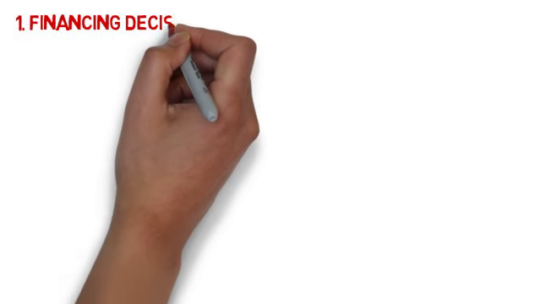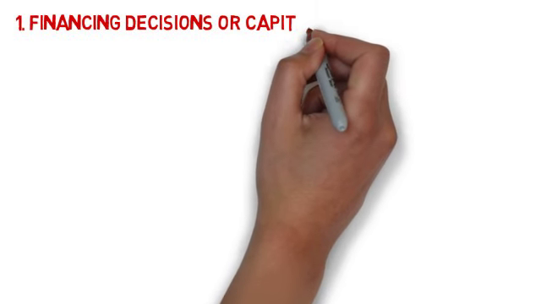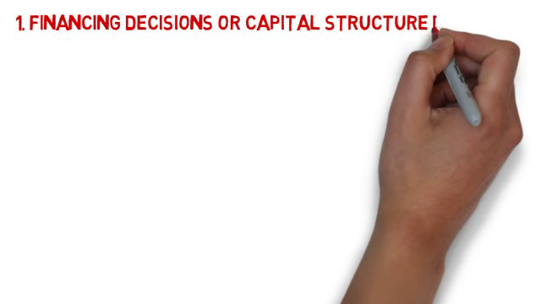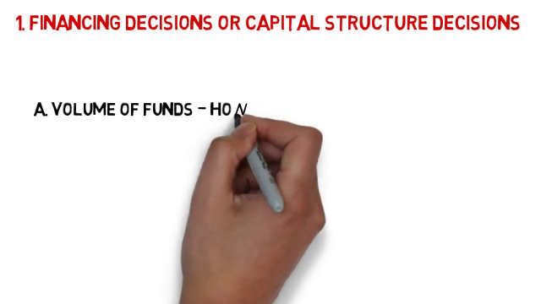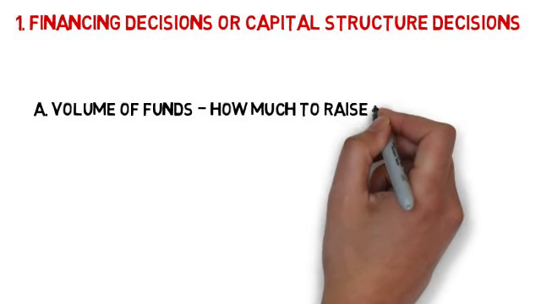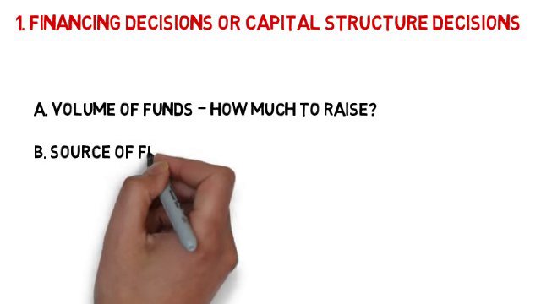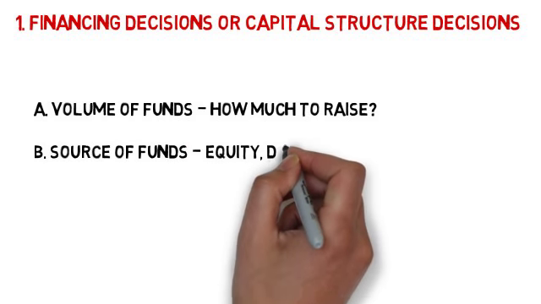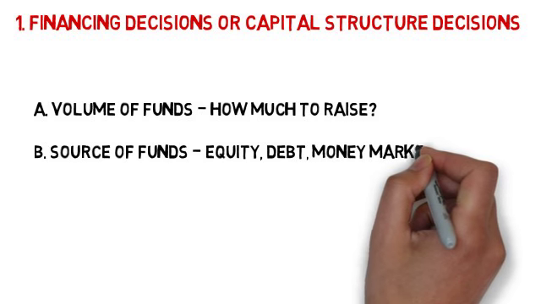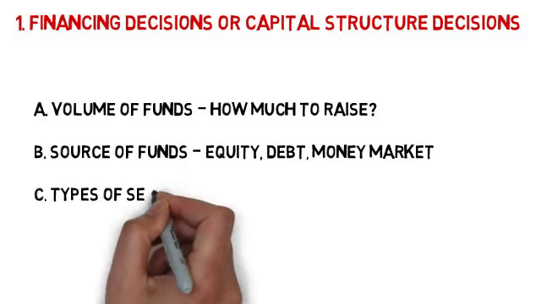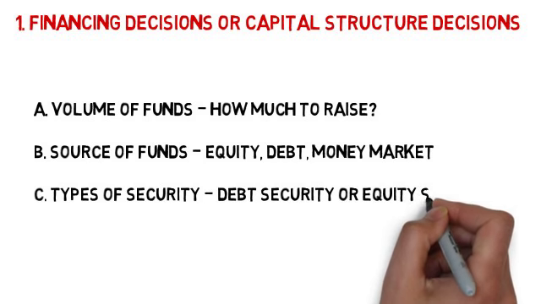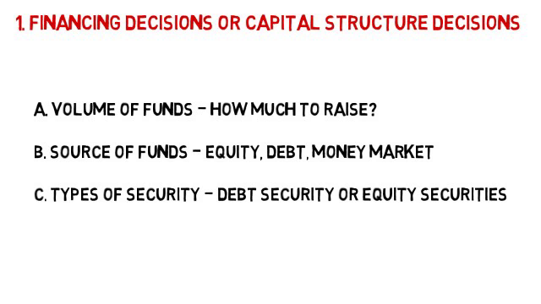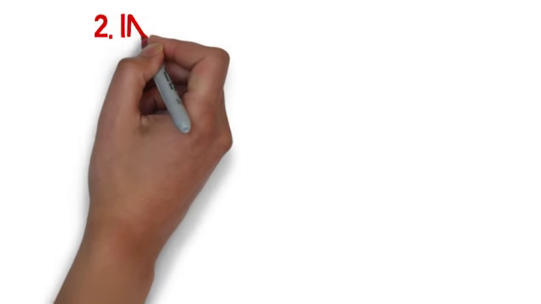Now, financing decisions or capital structure decisions are decisions related to raising funds, which includes: A. Volume of funds, that is, how much funds should be raised. B. Sources of funds, that is, should it be through equity capital, debt capital, money market, capital market, or a mix of these. And C. The types of security, that is, debt security or equity securities. This is called financial mix.